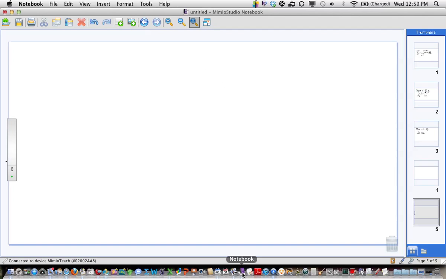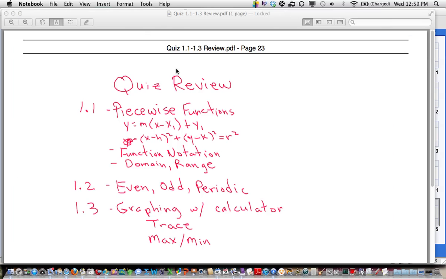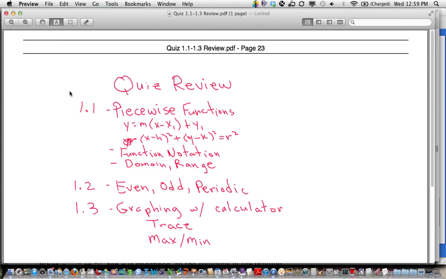All right. Let's talk about the quiz tomorrow just a little bit. Now, this is something I'd written up, I think, last year. I've written some stuff on the board here that's very similar to what you see on the screen right there. Okay? So, in section 1.1, we were introduced to the piecewise function idea.